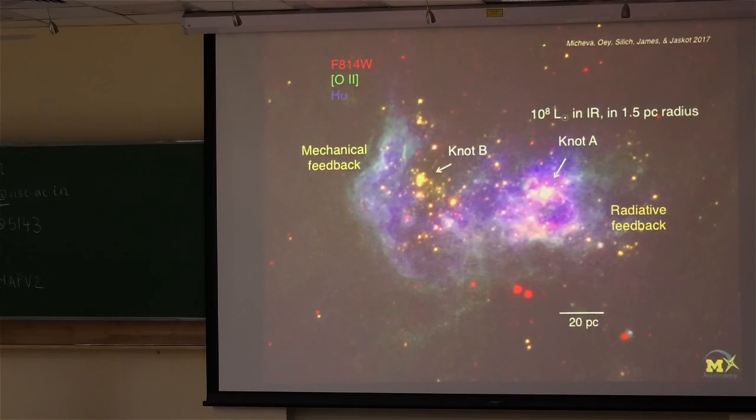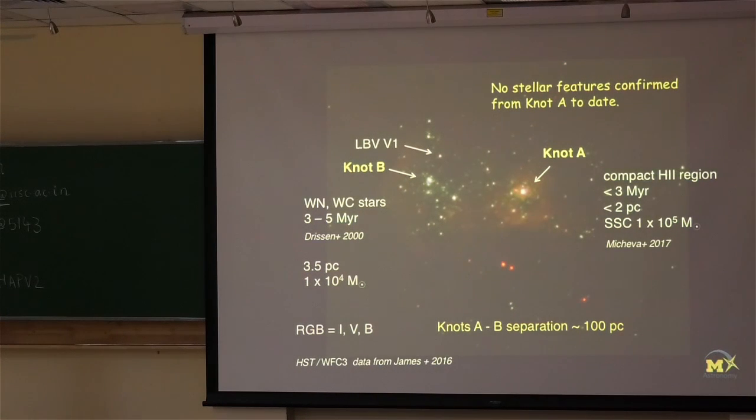And A, on the other hand, looks a lot messier, still has a lot of dense gas. You can just see a knot, which is where the superstar cluster is located in there, and shows signatures of radiative feedback like elephant trunks and so forth. So A looks a lot younger. Knot B has classical Wolf-Rayet stars, dating it at an age of about 3 to 5 million years. It's a little bit more extended. It even has an LBV star associated with it.